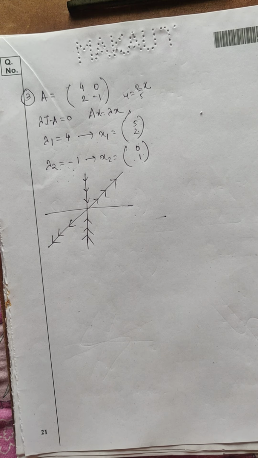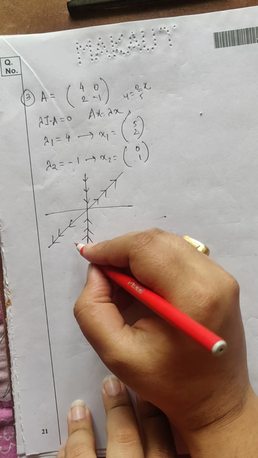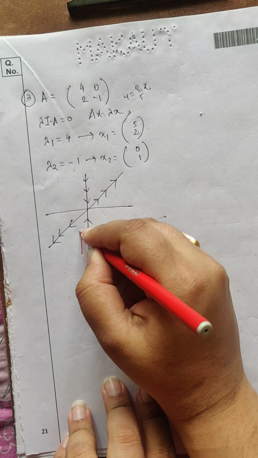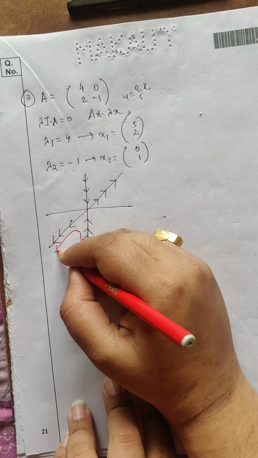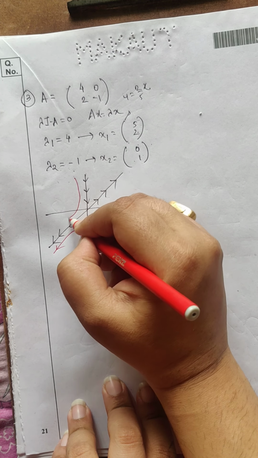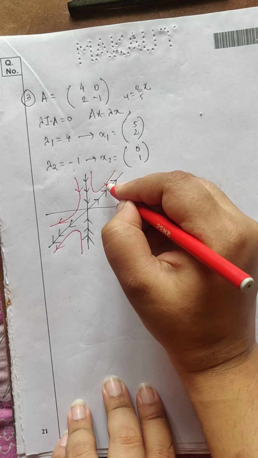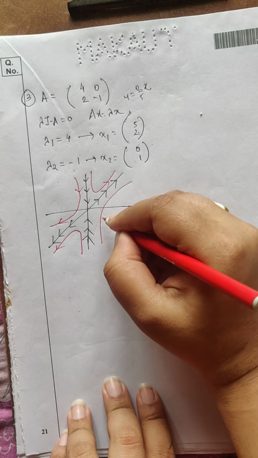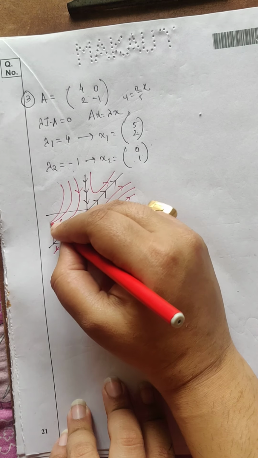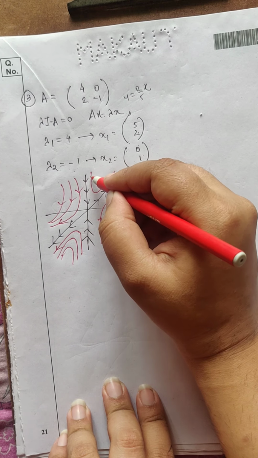Now, how to draw the phase portrait? Your phase portrait will start by following this arrow and go out. Same way, it will start from here and go out. Start from here, and you can have a few more if you want. Same way here, and here too.